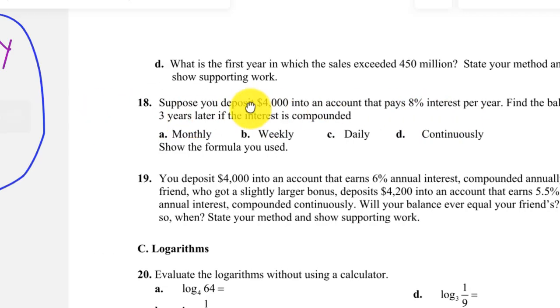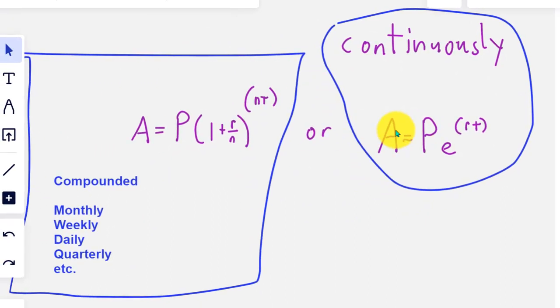All right, so it looks like we're going to use one of these two formulas, okay? If we compound continuously, you'll use the formula with this PERT. And the other formula is when we have interest compounded either monthly, weekly, daily, quarterly, etc. So n would be 52 if we compound weekly, n would be 12 if we compound monthly, 365 if we compound daily, and 4 if we compound quarterly.